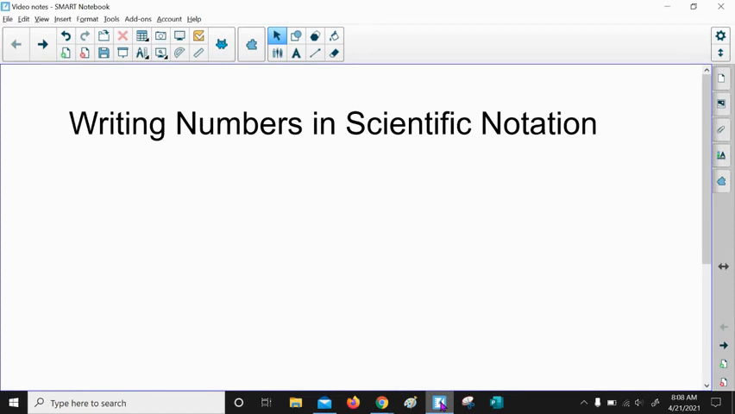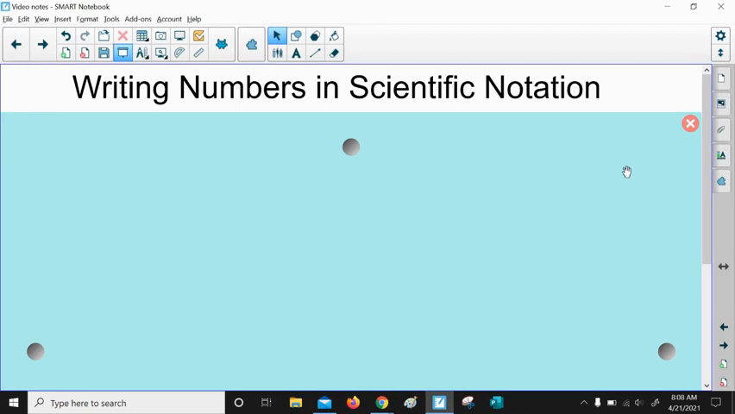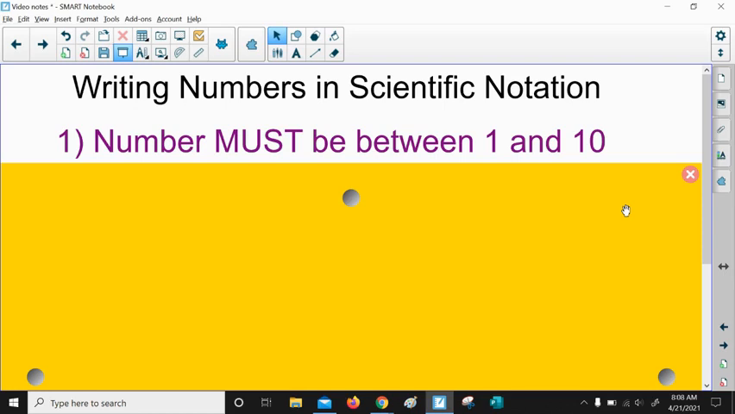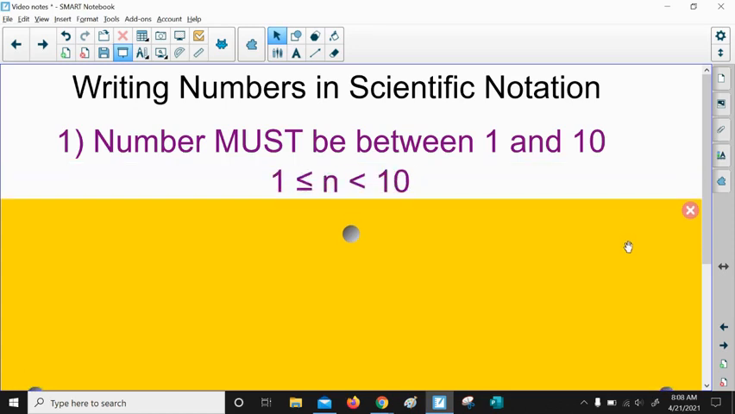Today we're going to talk about writing numbers in scientific notation. When we're writing numbers in scientific notation, the first thing we have to remember is that the number must be between 1 and 10. The number can be equal to 1, but it cannot be equal to 10. So in other words, we're going to have a number with a digit in the ones place and then digits potentially in the decimal places. If you have a digit in the tens place, it is not in scientific notation.